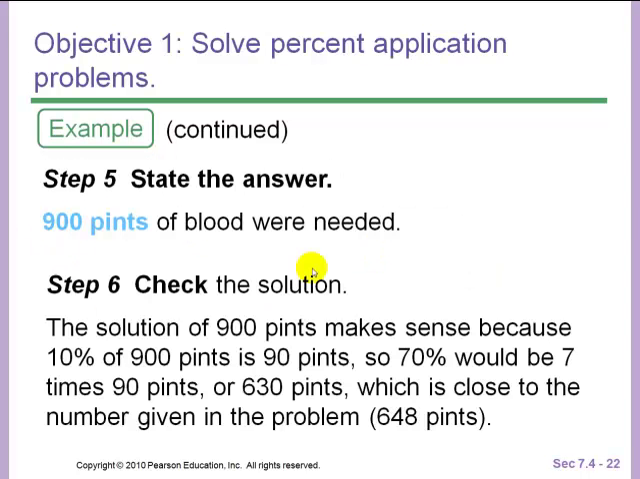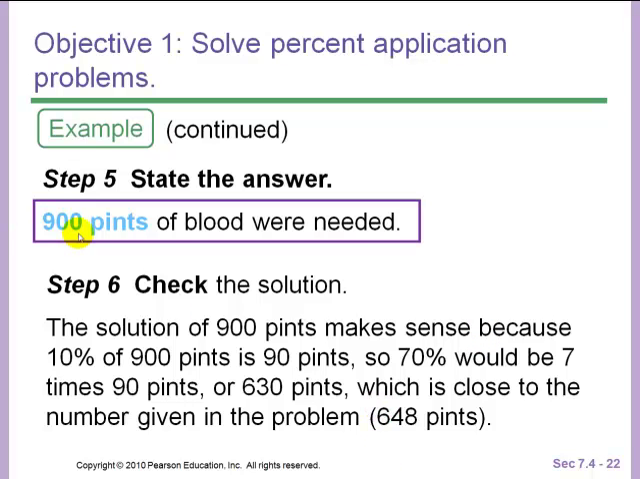If we check this, it makes sense. 10% of the 900 would be 90 pints. So 70% would be 7 times 90, which is 630 pints, which is close to the number given, which was 648. So our answer is 900 pints of blood were needed.